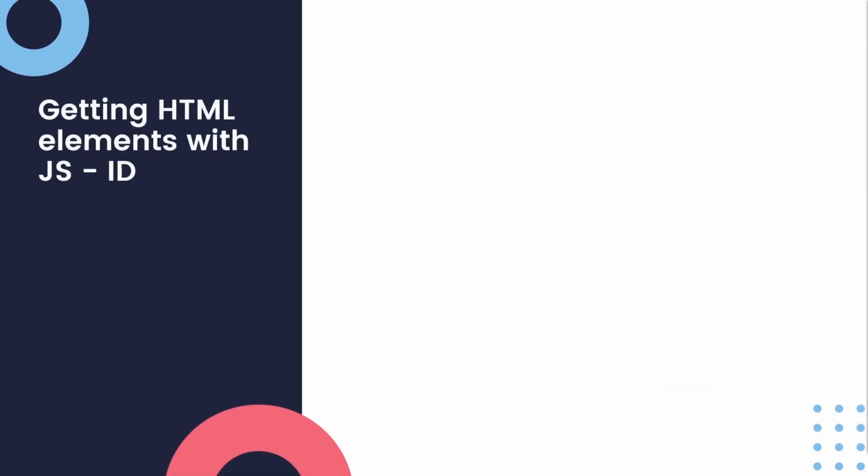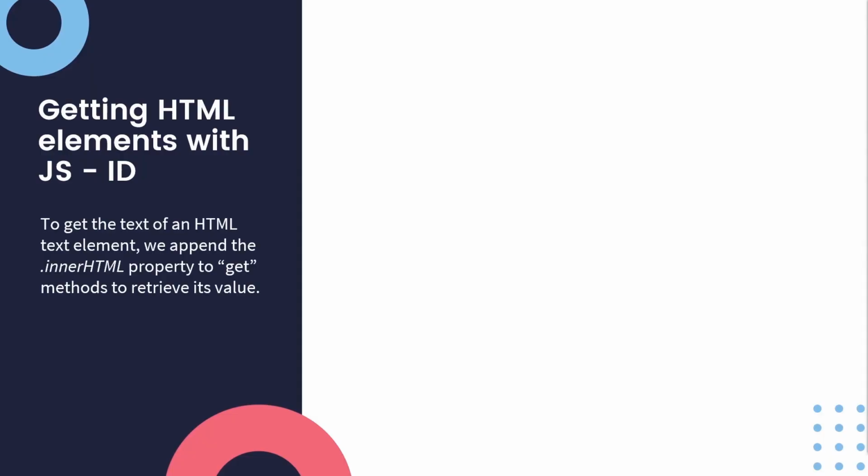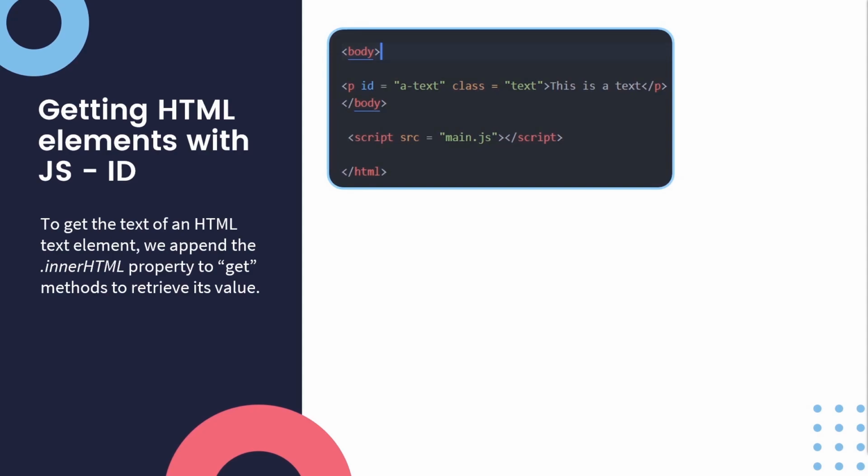Now we can achieve the same thing by using the ID as a reference, and essentially we just call the .innerHTML property on a get method like the query selector before to get its value. And here is the exact same example where we have an ID of a-text, we've got a class called text, and the value of this paragraph tag is this is a text. We then attach our main.js at the bottom.